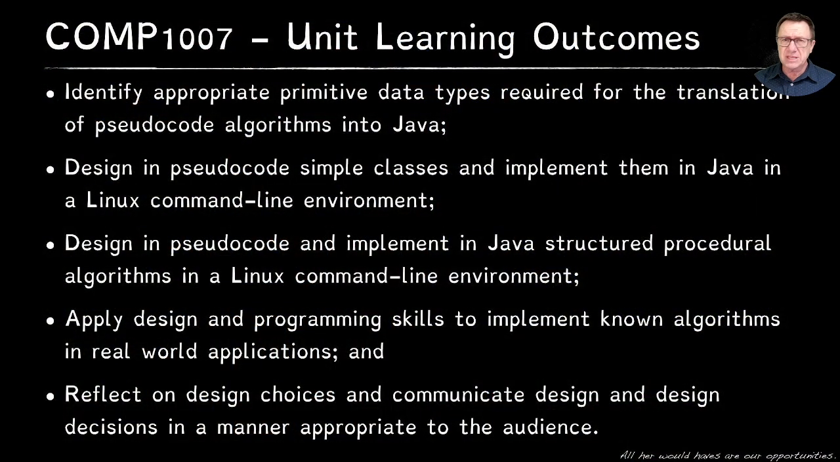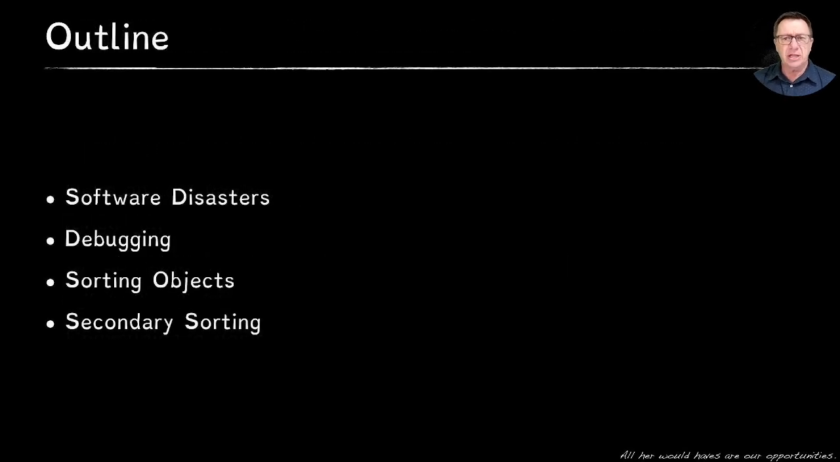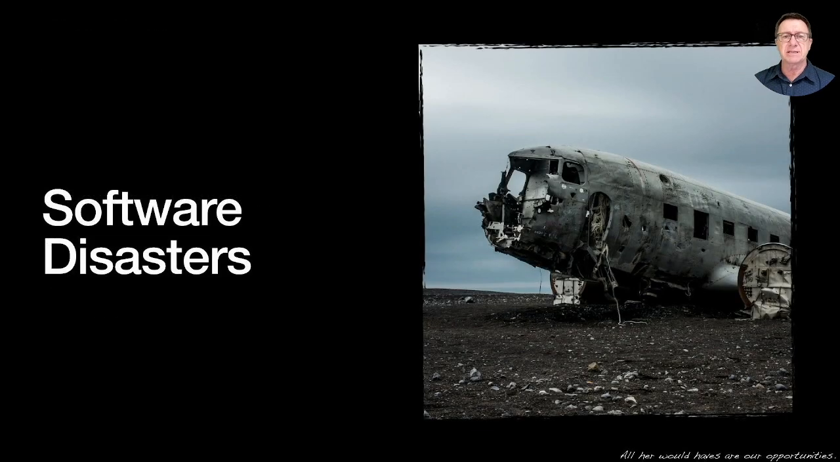So, the unit learning outcomes, here they are. Again, these are the things that tie everything we do together. What's our outline for this session, for these sets of classes? Well, we're going to be looking at some software disasters, debugging, object sorting, and then what's called secondary sorting.